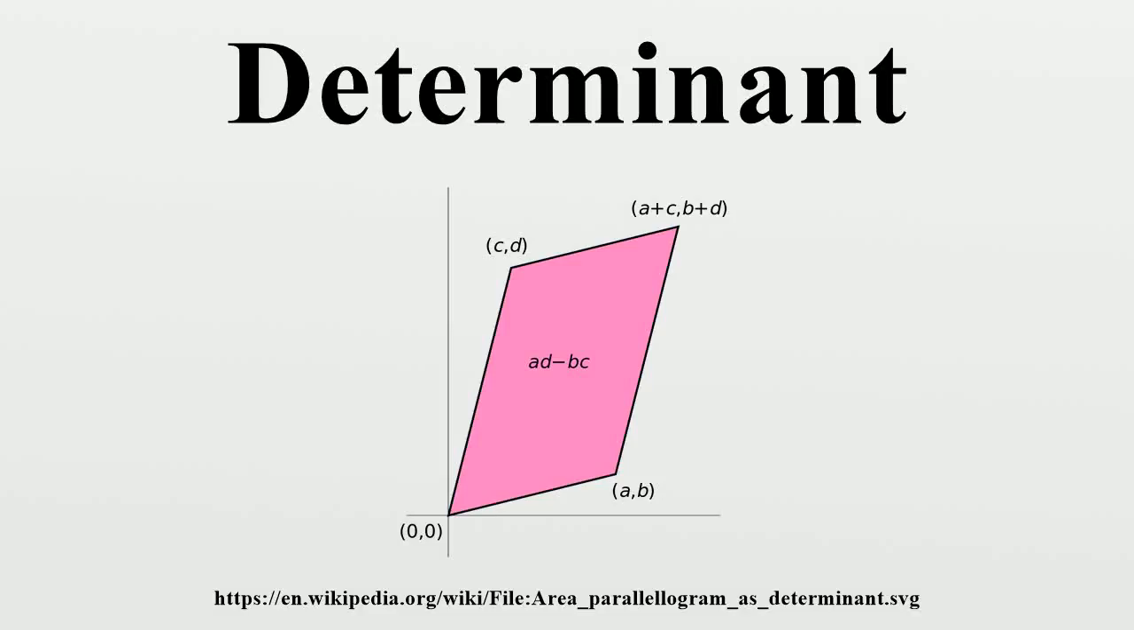In linear algebra, the determinant is a useful value that can be computed from the elements of a square matrix. The determinant of a matrix A is denoted det(A), or |A|. In the case of a 2 times 2 matrix, the specific formula for the determinant is simply the upper left element times the lower right element, minus the product of the other two elements.